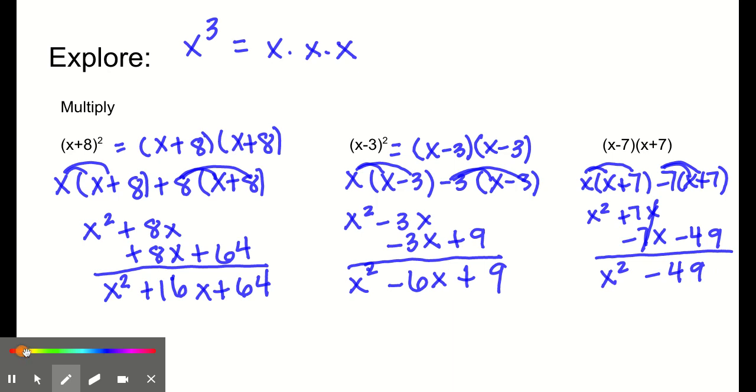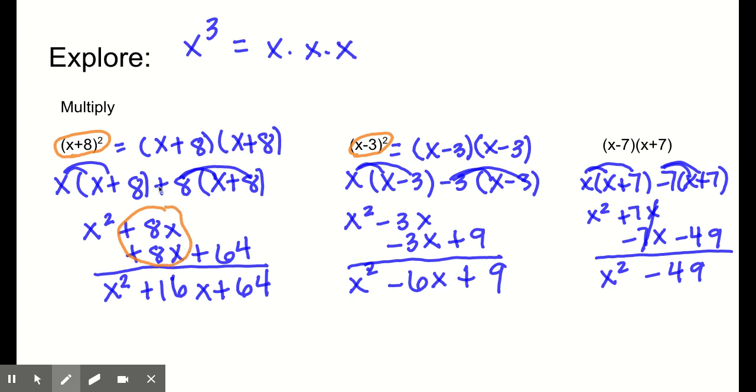So I want us to look at the first two to start with, and I want us to look at the similarities. First off, notice that in both cases, we had a binomial to the second power, so a binomial squared. And if you look at what we got as we went through our work, here we got two 8x's. We have an x and an 8, and when we multiplied it out, we got two 8x's. Over here, we got two negative 3x's. In our original binomial, we had x and a negative 3, and we ended up with two negative 3x's.